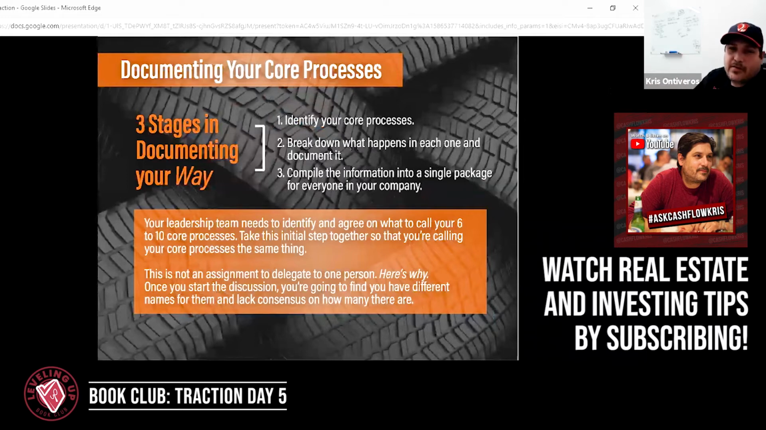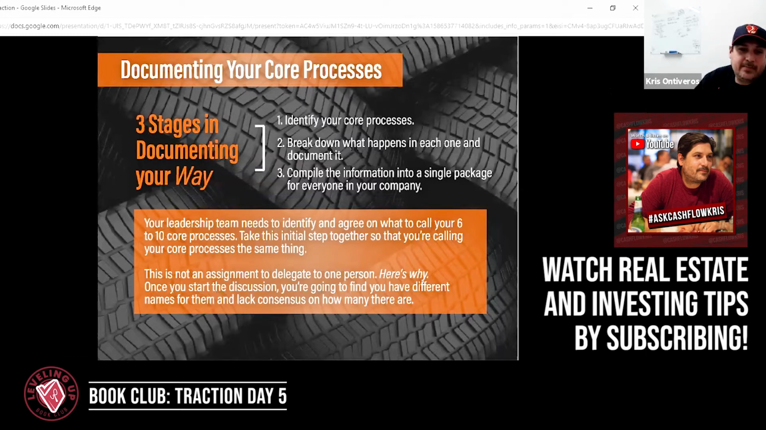So three points in documenting your core processes. Number one, you have to identify your core processes, which is huge. You're going to do that with your leadership team. Number two, break down what happens in each stage or in each process and then document it. Number three, compile the information into a single package for everyone in your company.